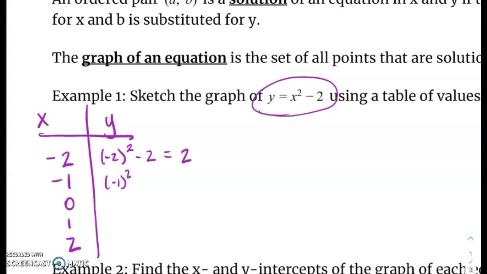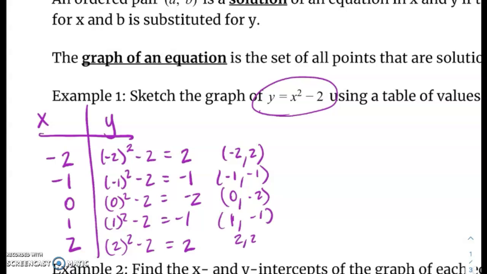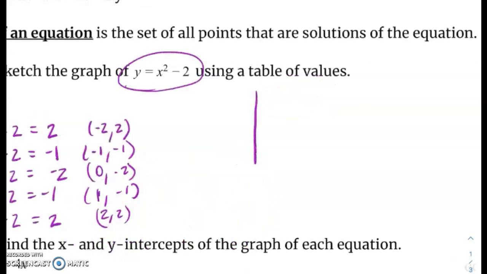If I plug in -1, I get 1 minus 2, which is -1. If I plug in 0, I get -2. If I plug in 1, I get -1. And if I plug in 2, I get 4 minus 2, which is 2. So now I've created these ordered pairs: (-2, 2), (-1, -1), (0, -2), (1, -1), and (2, 2). And then what you can do with those is make a graph.